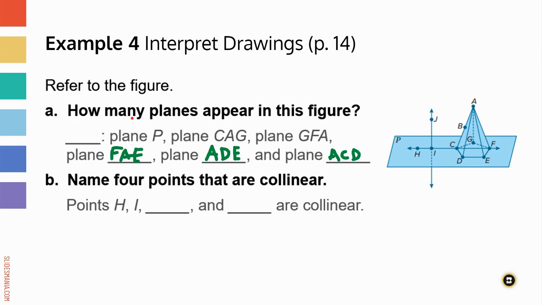Okay, and B, we want to name 4 points that are collinear. Remember, collinear means they're on the same line. So here's a line, and there are 4 points on it. We've got H, we've got I, we've got C, and we've got F. So C and F will fill in the blanks. And those are collinear.